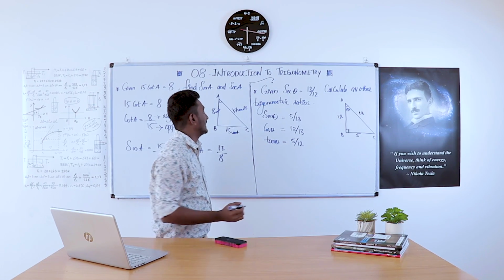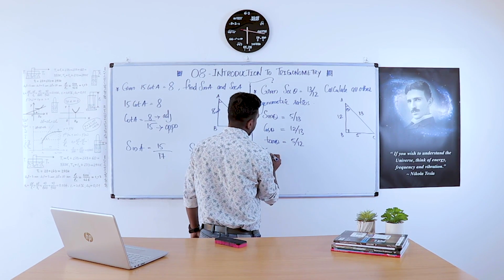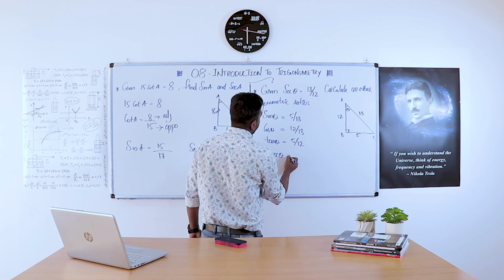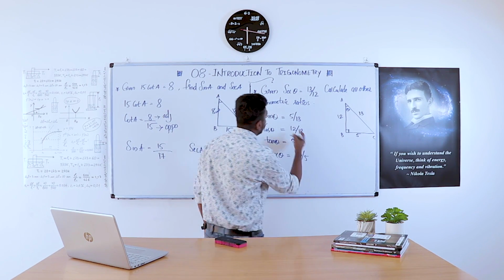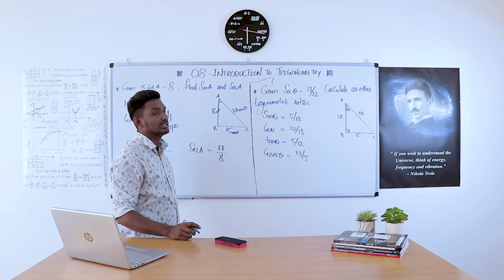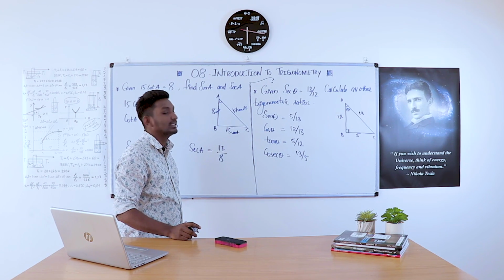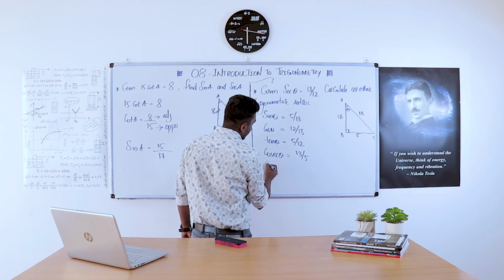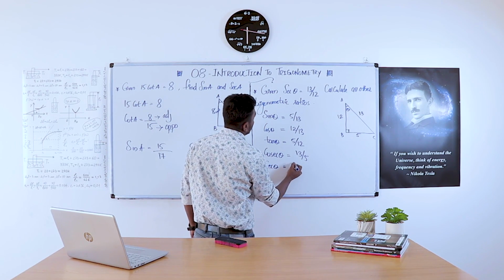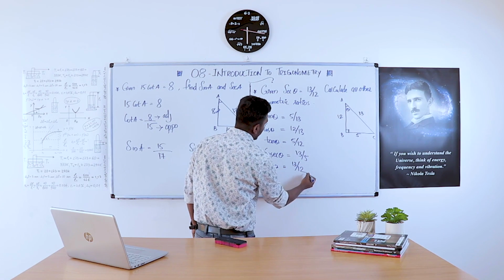So sin, cos, tan. Then cosec theta. Cosec is the reciprocal of sin. Sin is 5 by 13, so cosec is 13 by 5. Otherwise we can say hypotenuse by opposite, same 13 by 5. Then sec theta, that is already given in the question, that is 13 by 12.